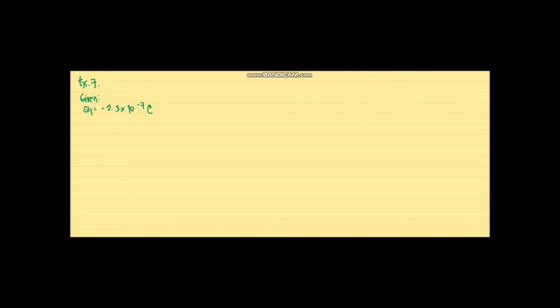For the next item, we have the following 3 charges are arranged. Okay, look at your module. Now determine the net force acting on the charge on the far right, or Q3. So here are the given. In order for us to be able to solve this one, since we are looking for the net force, we have to solve first for the force exerted by 1 on 3, and then afterwards, let's solve for the force exerted by 2 on 3, and then we will sum them up, depending on the direction of the force.